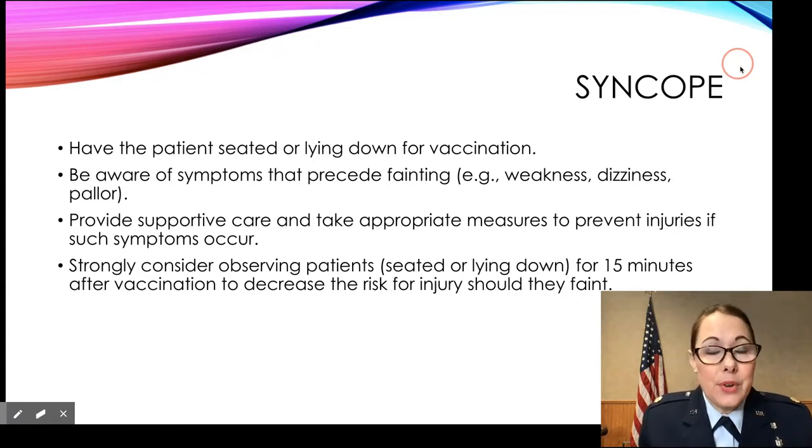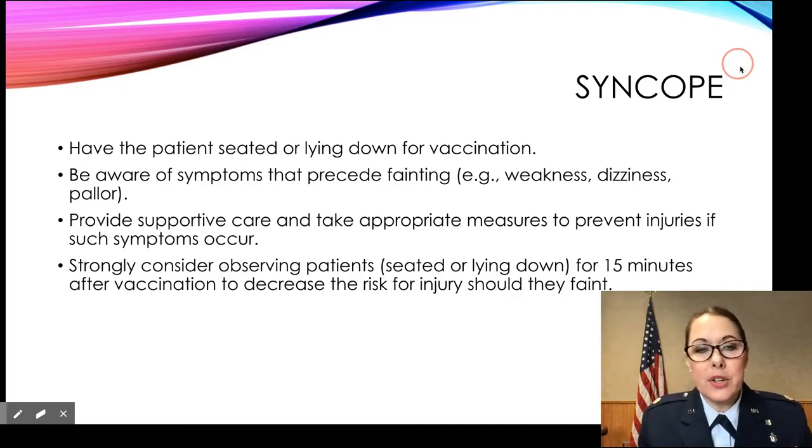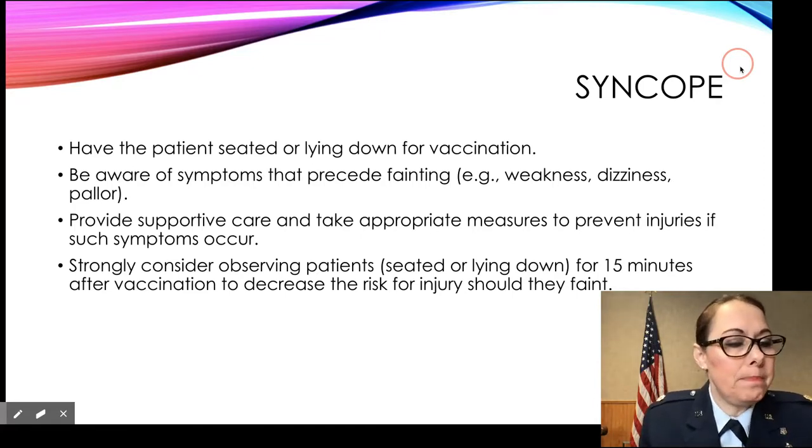In which case, if you can get them to lean forward, put their head down again, kind of shunt that blood to their brain and to their core, that's where they need it. You want to provide supportive measures and observe the patient for at least 15 minutes after the vaccination, just to make sure that they're not going to have other injuries, especially if they're really pale. You want to really watch them.